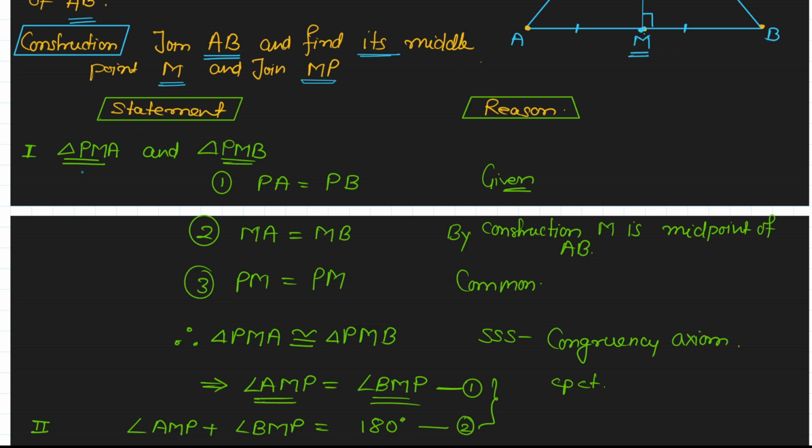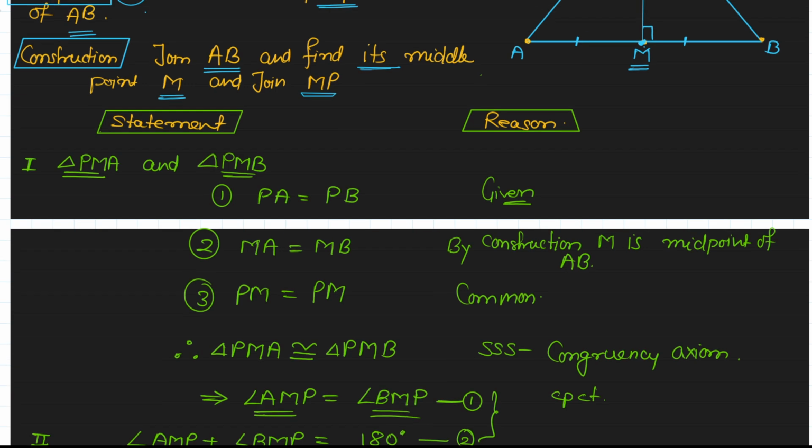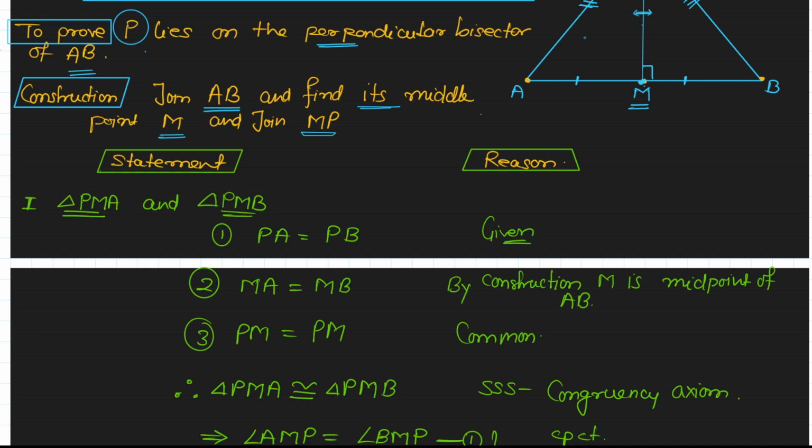Okay. So now, in triangles PMA and PMB, we have two triangles here, that is PMA and PMB. If you see, there are two triangles. So we have PA equal to PB. This is given. PA equal to PB means this is equidistant from point P. So this thing is given here.